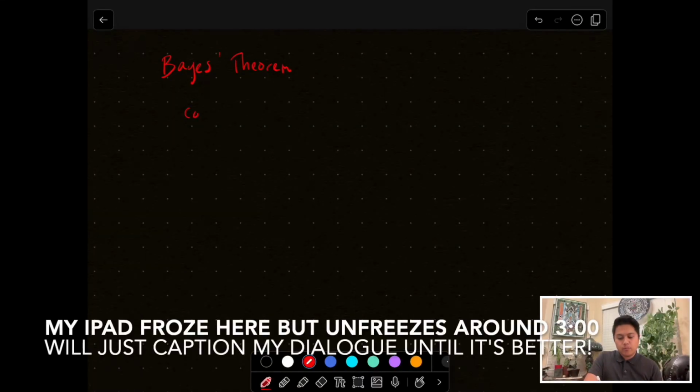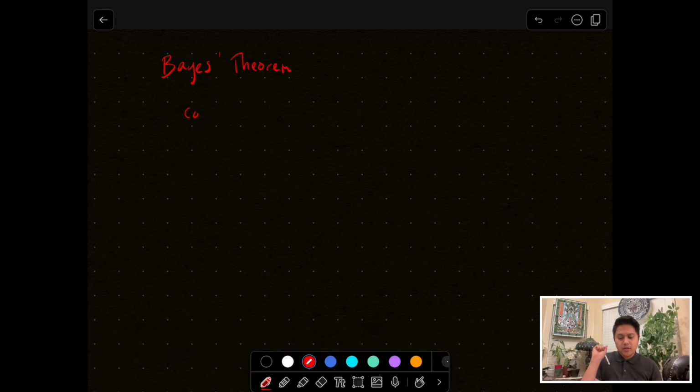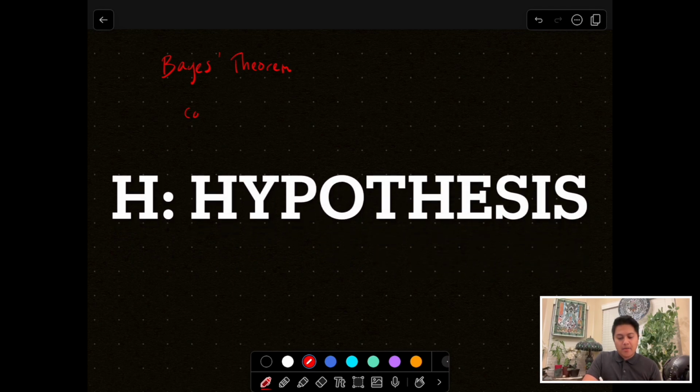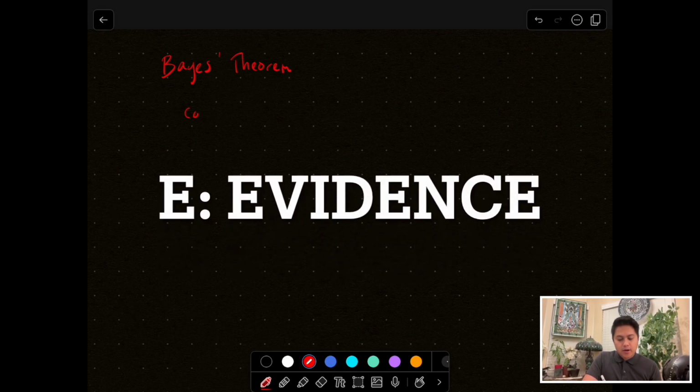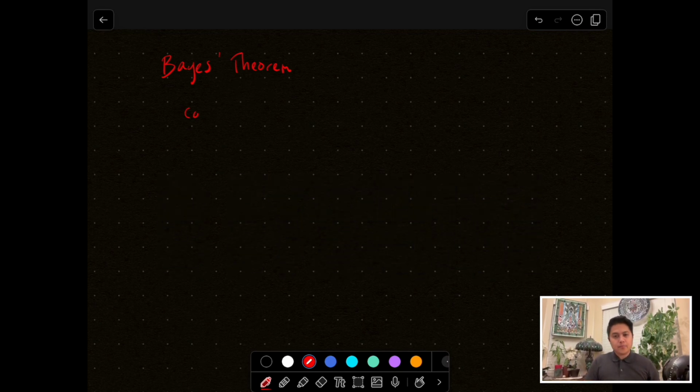Bayes' theorem. Now, what is Bayes' theorem? Bayes' theorem is a formula that you see in probability and statistics, and it generally deals with conditional probabilities. So I'm going to write here conditional probabilities, which I'll abbreviate as prob. And the way that I like to think about it is in the following form. Let's imagine you have H as your hypothesis and E as your evidence. Now this is a way, as a scientist, I like to think about Bayes' theorem.